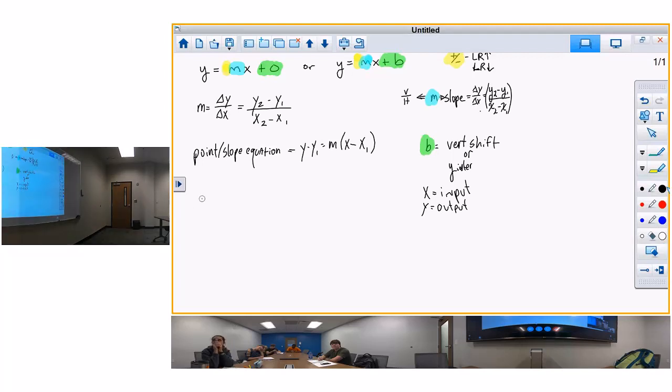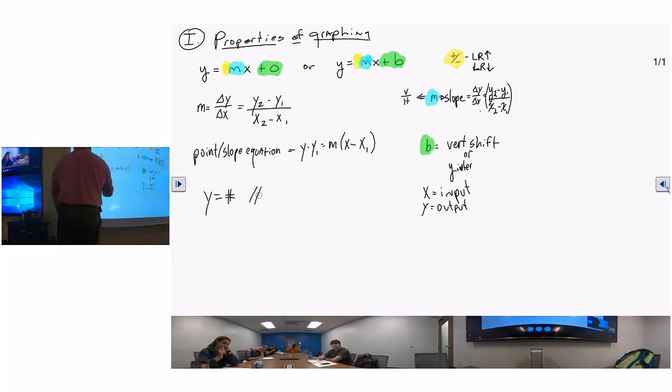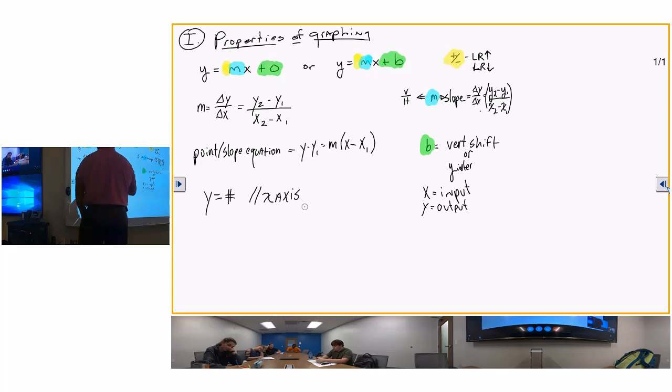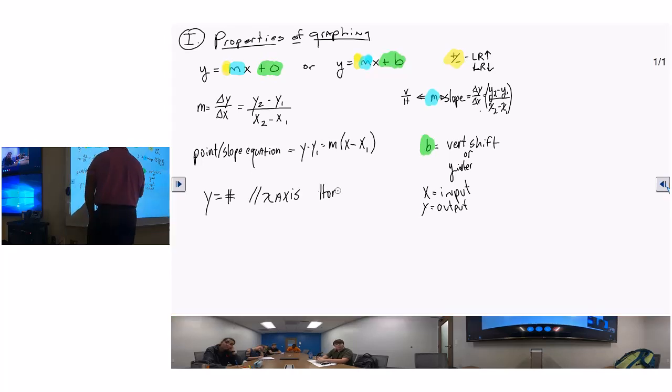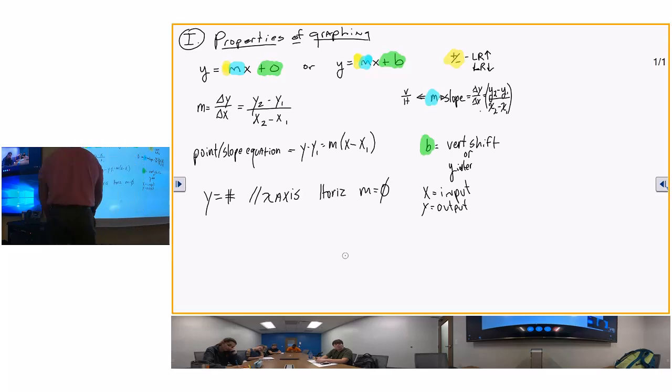All right, so y is equal to a number, parallel to the x-axis, which means it's a horizontal line, which means M is equal to 0. And we're going to go over examples of this in just a minute.